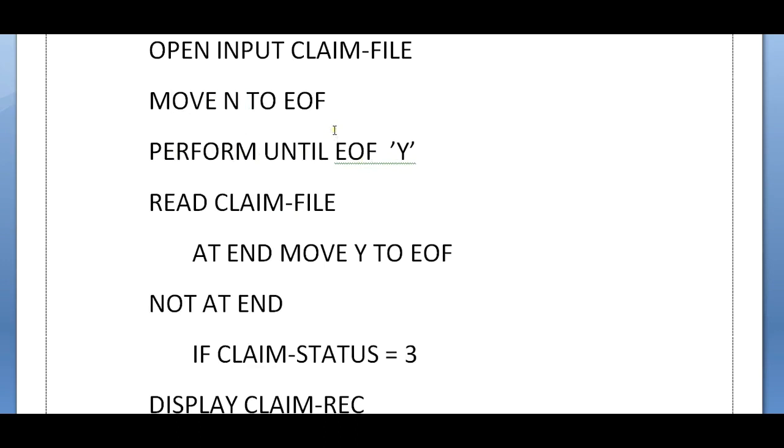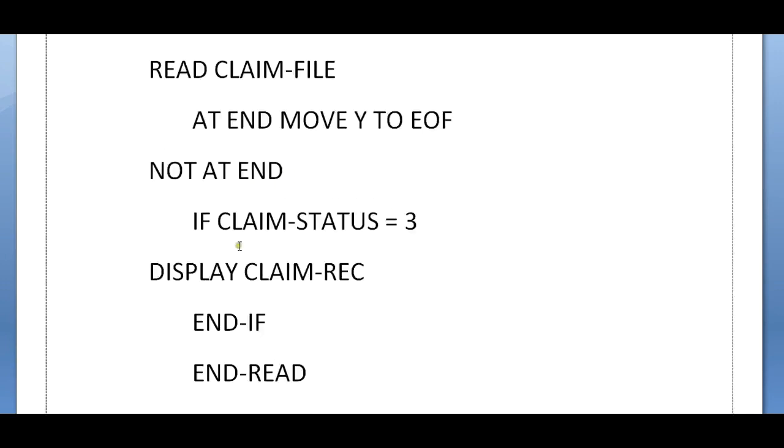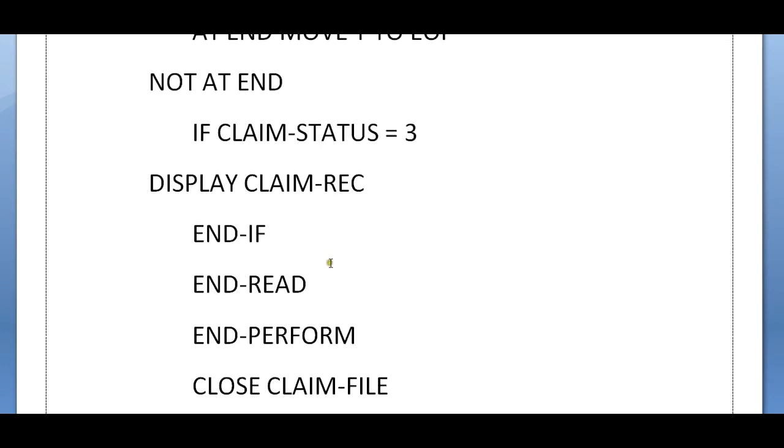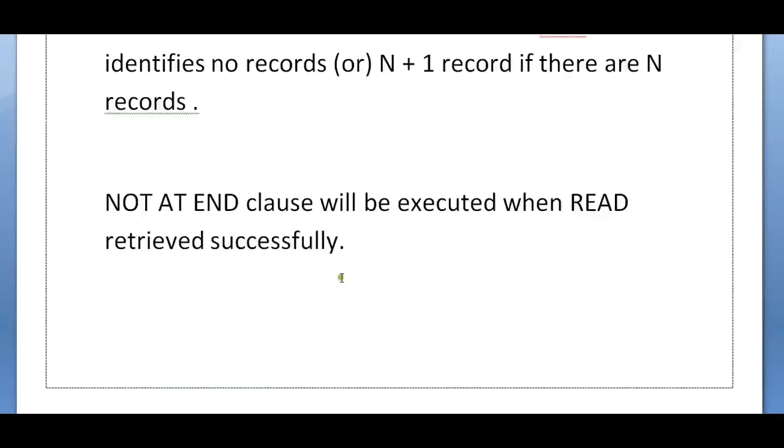Here the situation is I don't know how many records existed in the input file. So this is the best key to know the end of the file. That's the reason I'm moving N to the end of file and performing until end of file Y. So read claim file. If it is at end, move Y to end of file. Not at end, if claim status equal to 3, display claim record, end-if, end-read, and perform. So what I am doing here is whenever the claim status equal to 3, I am trying to display those records.